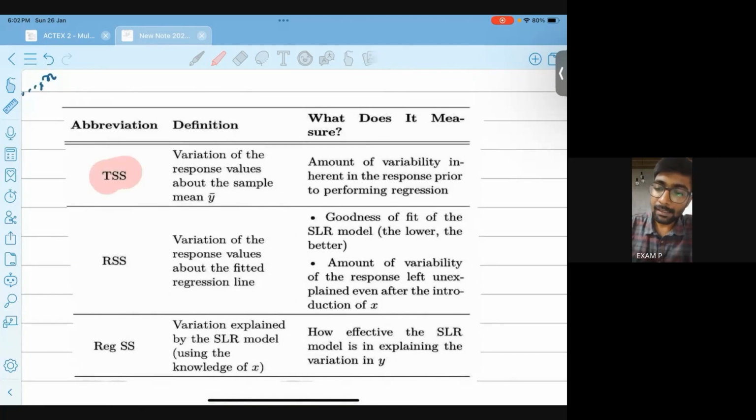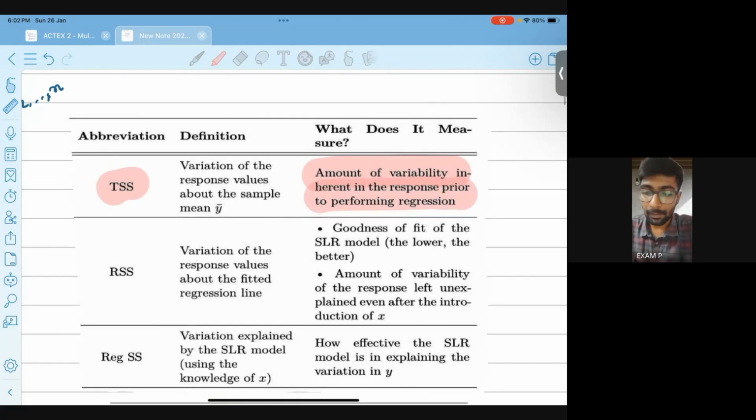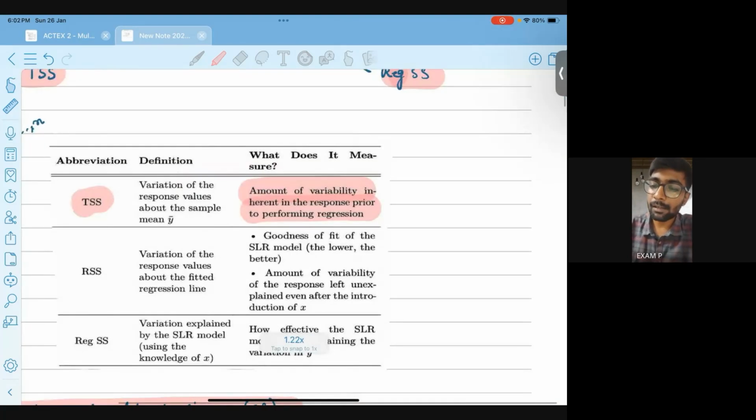What is TSS? TSS is just the amount of variability that we have in the response variable. Response is the y variable. How do you calculate that? That is just the sum of (yi minus y bar) whole square. This is the TSS.